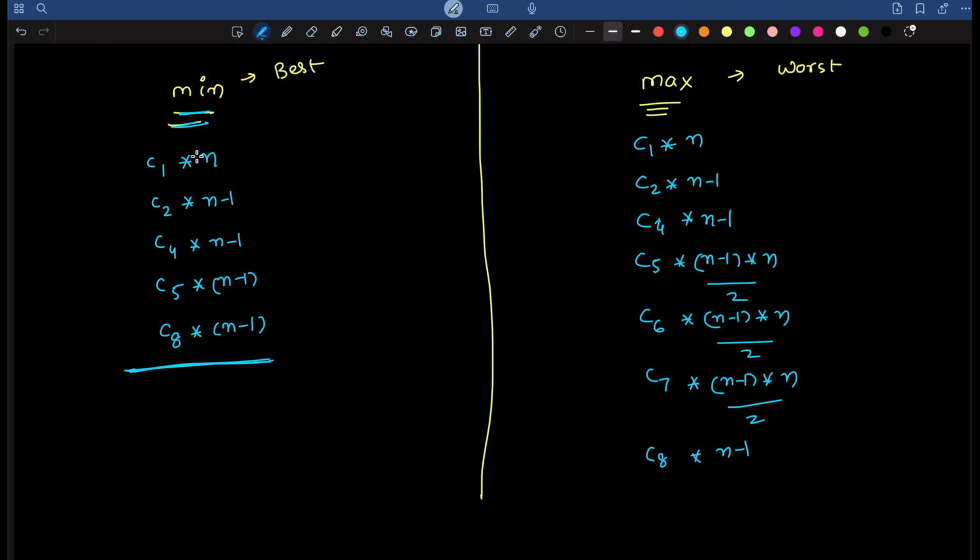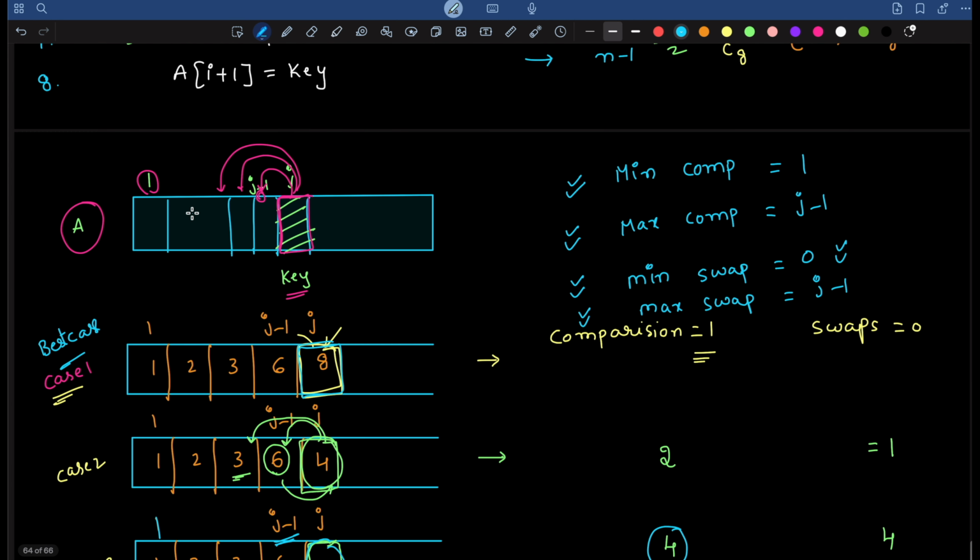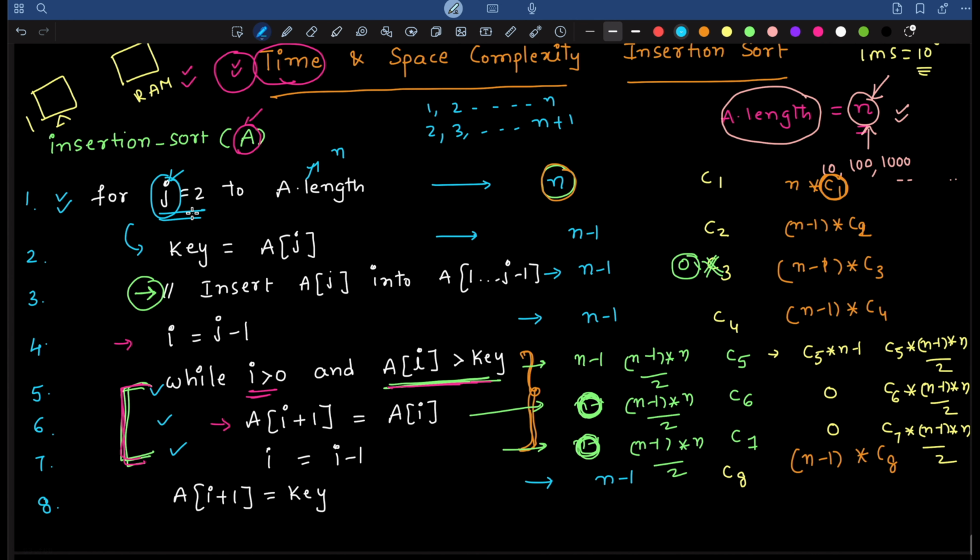So remember, C1 is a constant value. For example, C1 could be 1 microsecond here, or C2 could be, let's say, 2 microseconds, or C4 could be 1.5 microseconds. If you look at an insertion sort algorithm, what we are trying to understand in time and space analysis is, as the input changes, how do time and space change?